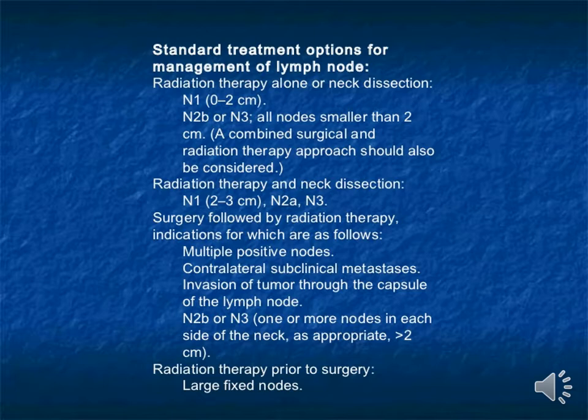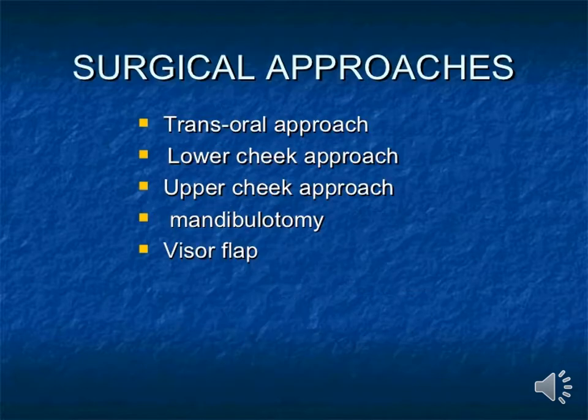Surgery followed by radiation therapy, the indications for which are as follows: multiple positive nodes, contralateral subclinical metastasis, invasion of tumor through the capsule of the lymph node, and N2B or N3, one or more nodes on each side of the neck as appropriate, less than 2 cm. Radiation therapy prior to surgery for a large fixed node.